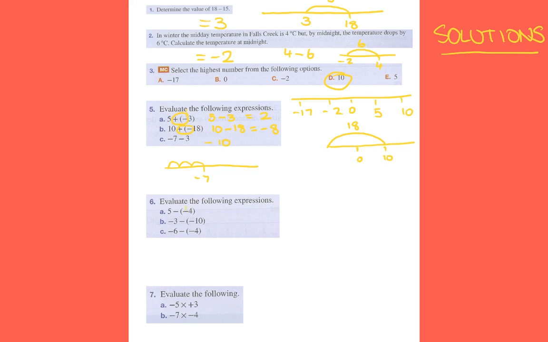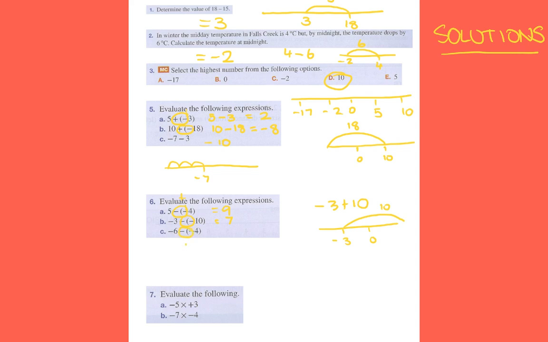Okay, next question I'm going to evaluate as well. 2 negative signs together make positive. 5 plus 4 is 9. Negative 3 plus 10. So on the number line, I'm starting at negative 3, going past 0, 10 places. And that's going to give me 7.